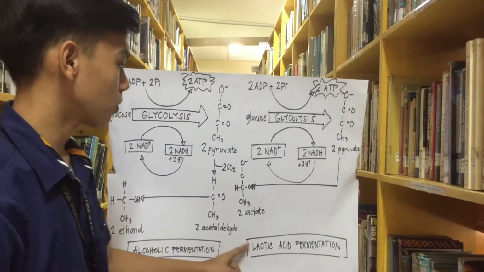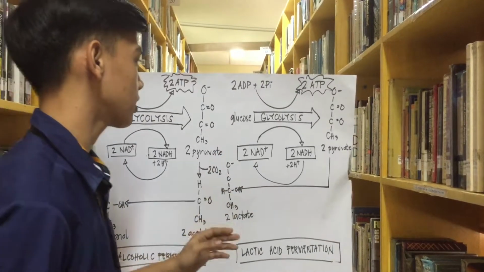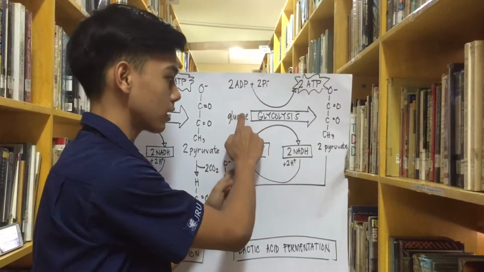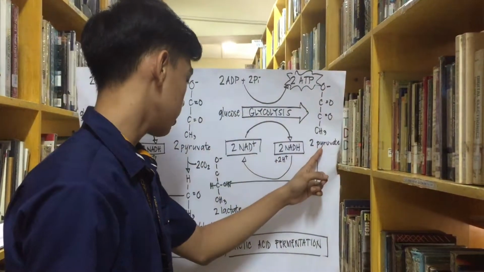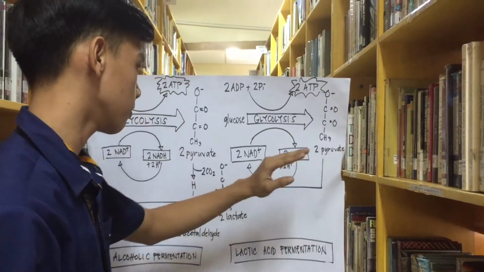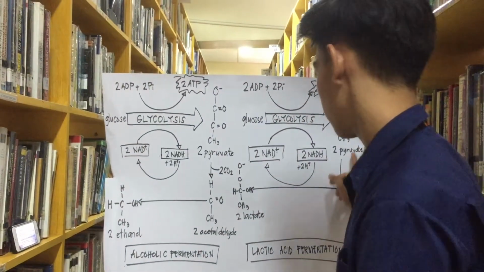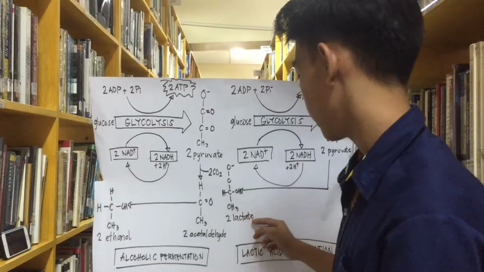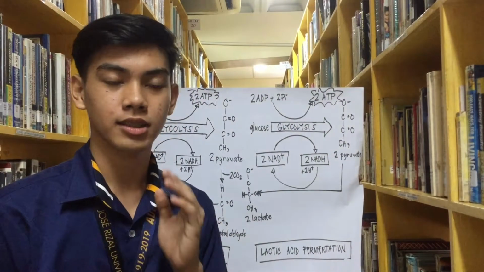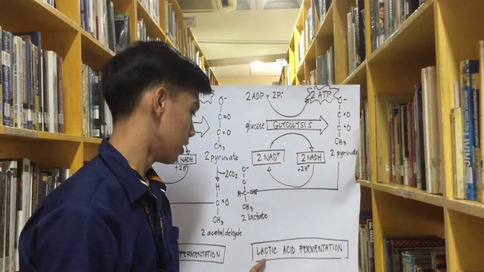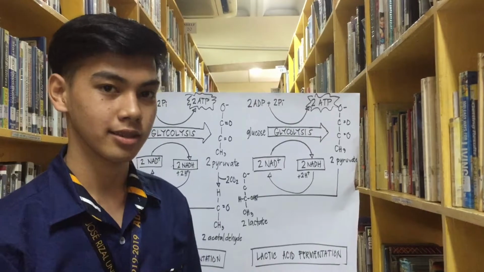The second one is the lactic acid fermentation. What's happening here is it's just the glycolysis again, but this time it will go straight to the pyruvate, and the pyruvate will be reduced by NADH and it will go through to the lactate. Just for you to be informed, take note that in lactic acid fermentation there will be no release of carbon dioxide. That's it.